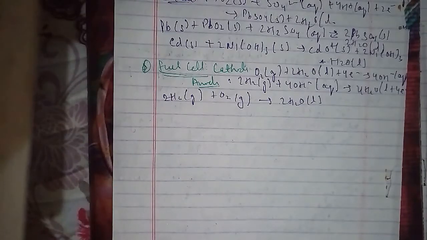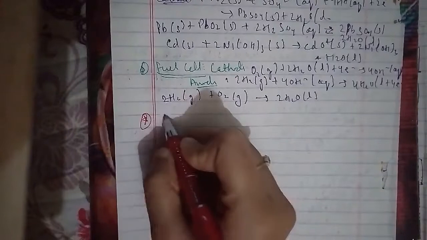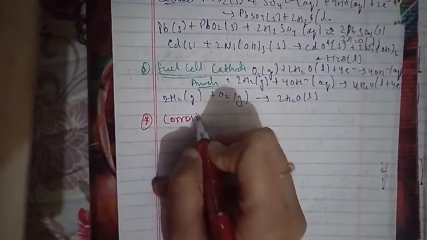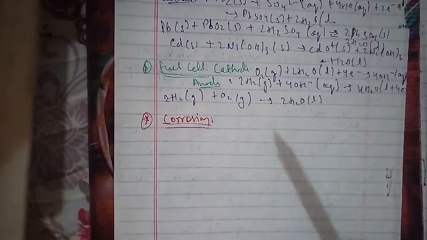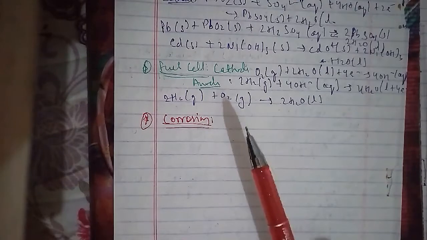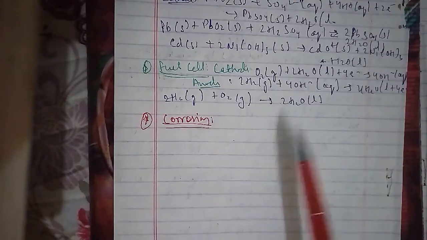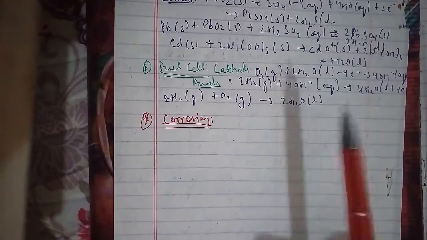In corrosion, a metal is oxidized by loss of electrons to oxygen and formation of oxide. The corrosion of iron, commonly known as rusting, occurs in the presence of water and air. The chemistry of corrosion is quite complex, but it may be considered essentially as an electrochemical phenomenon, at a particular spot of an object made of iron.